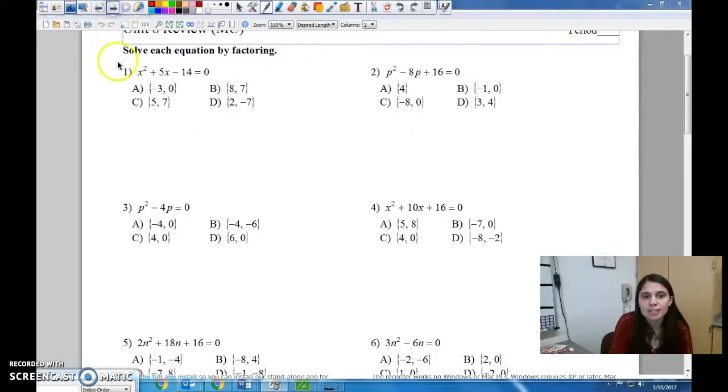Number 2 is the exact same type of problem, so I'm going to let you try it, but I'll tell you right now that your answer is A. So try it first and make sure you can get A as your answer.